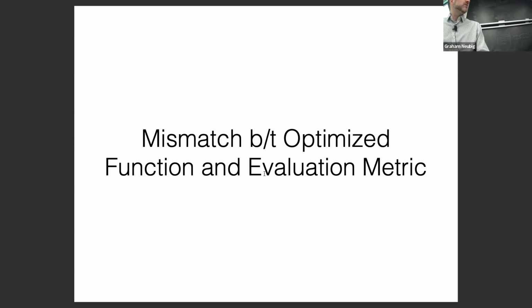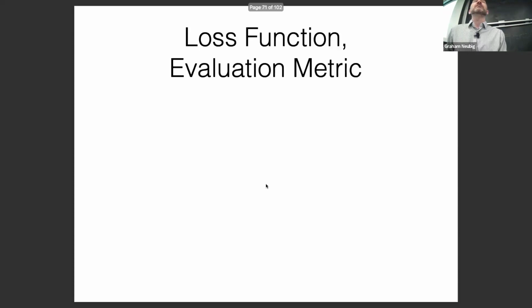So the next thing I want to talk about is something that people think about a little bit less, but it's actually something really important to know because it will affect everybody to some extent. It will affect you to a greater or lesser extent, depending on what type of system you're building, but it will definitely affect everybody. And that's the mismatch between the function that you're optimizing at training time and the evaluation metric that you're evaluating.